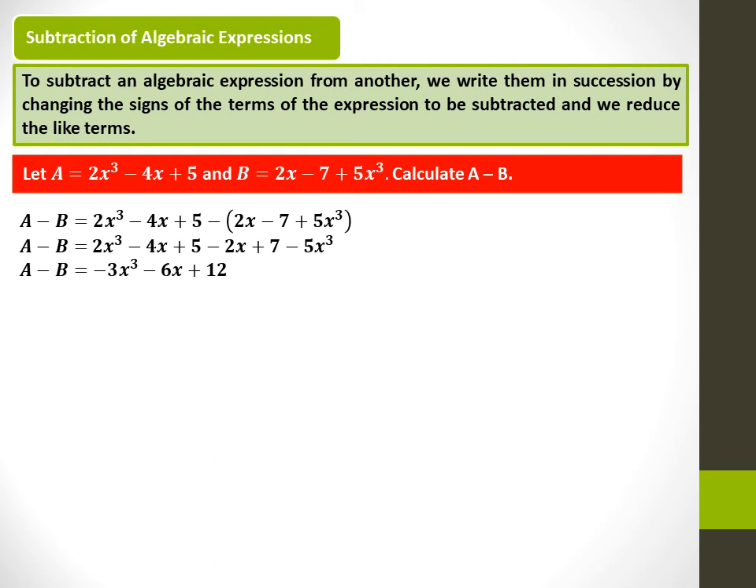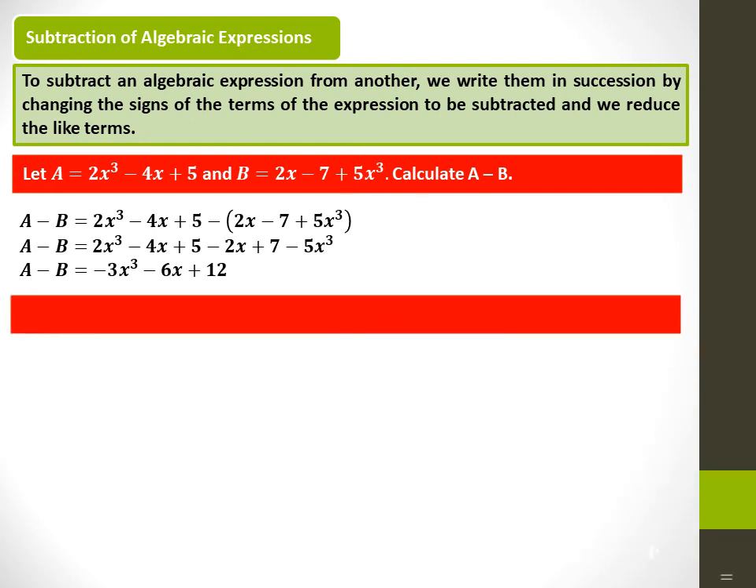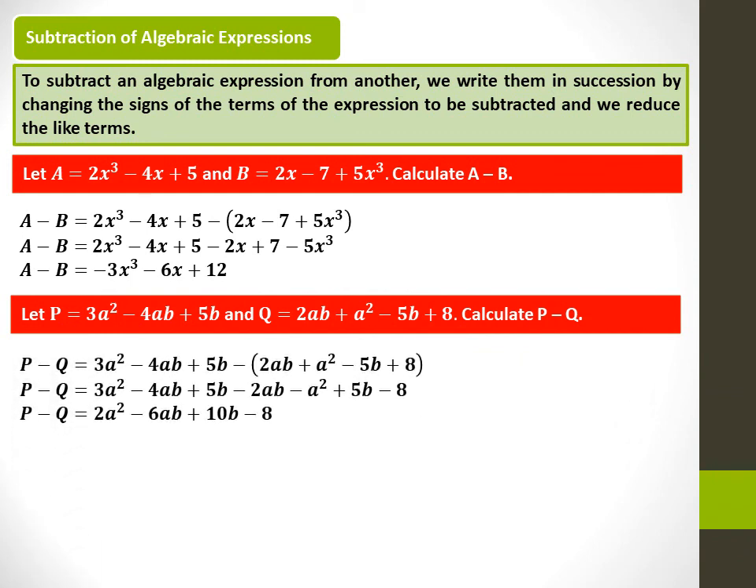Now we use the distributive property. A minus b equals 2x to the power of 3 minus 4x plus 5 minus 2x plus 7 minus 5x to the power of 3. A minus b equals negative 3x to the power of 3 minus 6x plus 12. Now let's calculate p minus q.